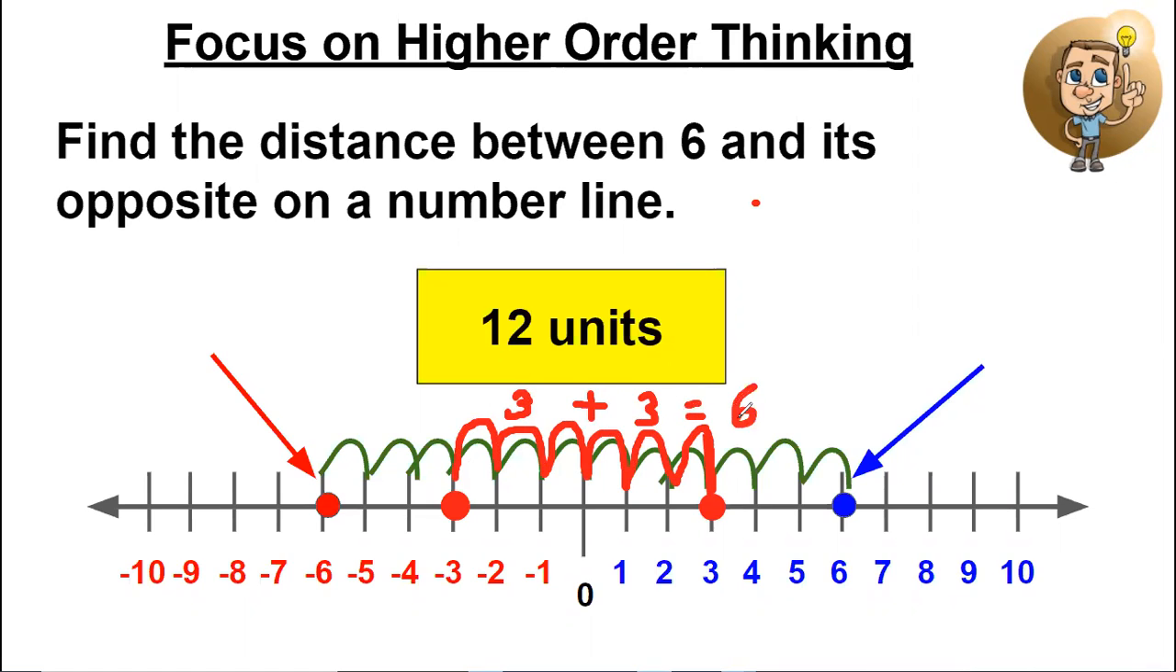So you're noticing a shortcut you could use instead of counting and jumping? So if I said, what is the distance between 7 and its opposite, you would do 7 plus 7 equals 14 units, right? There's a shortcut way to do it. Okay, now you're going to get a chance to try a few of these problems out, and I'll see you back in a moment.